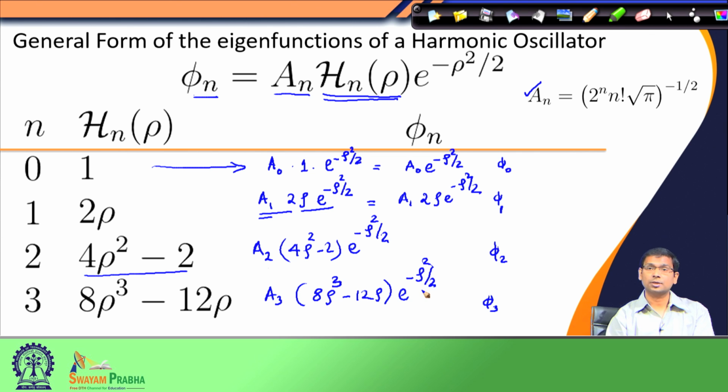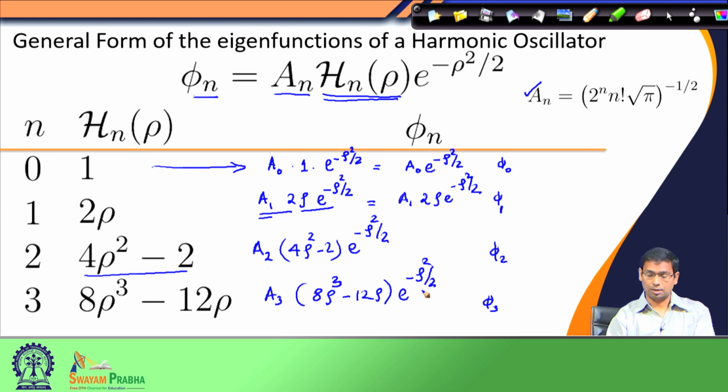So, to remind you, the eigenfunction of harmonic oscillator has 3 important components: one, the normalization component a n, the Hermite polynomial, and the Gaussian function e to the power minus rho square by 2. So, remembering these facts, you can write down any eigenfunction of harmonic oscillator very easily.